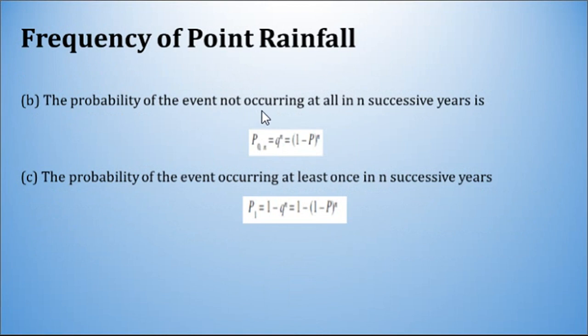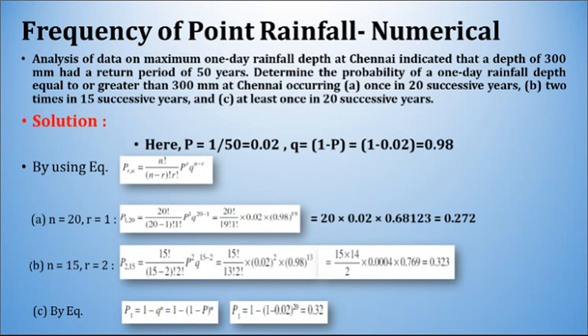The probability of the event not occurring at all in n successive years, so not occurring at all means what? 0 times. So P(0,n) is equal to q raised to n, which is equal to (1 minus p) raised to n. The probability of the event occurring at least once in n successive years, so P1 is equal to 1 minus q raised to n, which is equal to 1 minus (1 minus p) raised to n. So let us understand this with the help of one example.